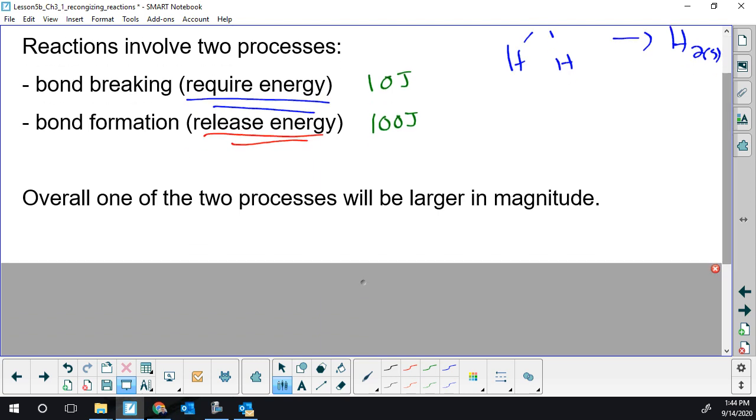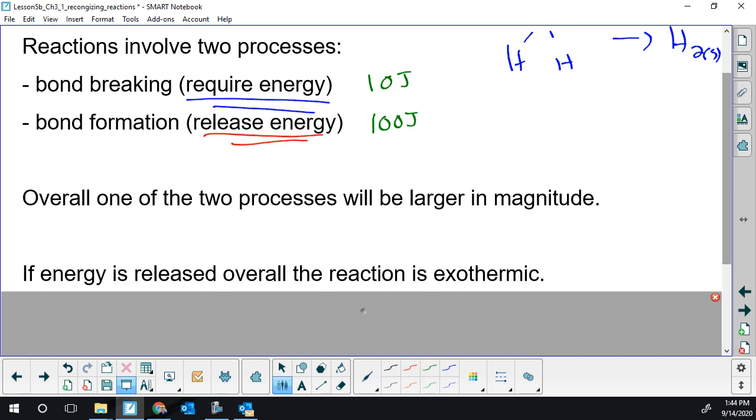I got 2 bullets left, and that would be this. If energy is released overall, so that's my green numbers, in that example, there's positive 90 joules released. 10 were used up, 100 released. The difference is 90. And the released is bigger. The bond forming is bigger. If energy is released overall, we call that reaction exothermic.